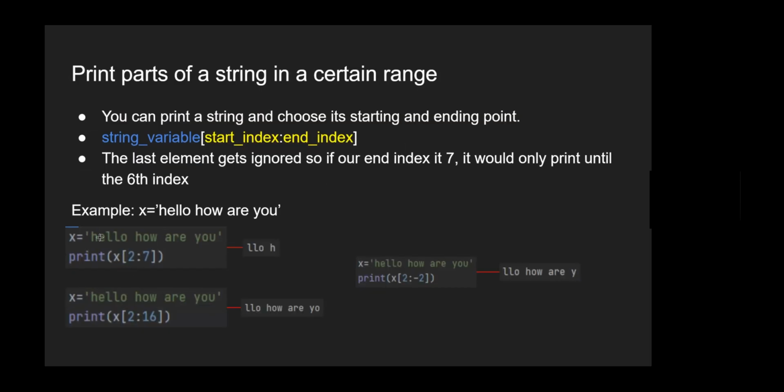So here we did "hello, how are you?" and then 2 to 7. It will start at this L because that's the second index, and then go to the 7th one, but won't consider the 7th one. The 7th one is O, but it will go down one because it ignores it, so it ends at the space. So if we did 2 to 16, instead of going all the way to U, it ignores it and goes to the 15th one. And if we did 2 to -2, it would start at 2 and go toward -2. -2 is O, but it will end at Y because it ignores one of them.